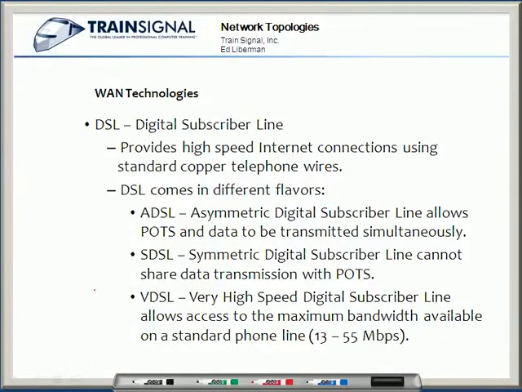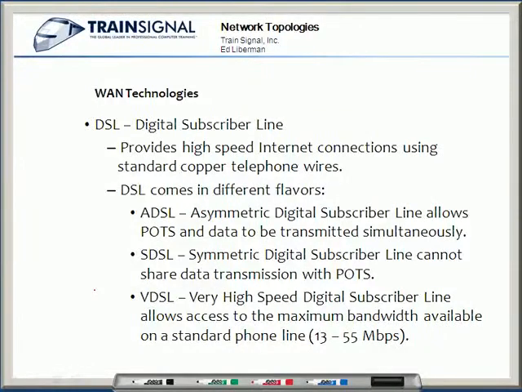SDSL stands for Symmetric Digital Subscriber Line, and it cannot share data transmission with POTS. Unlike asymmetric, this cannot share. You actually need separate lines, one for data, one for the actual phone service. You also need special hardware for SDSL, and you will see that it's not that commonly used.